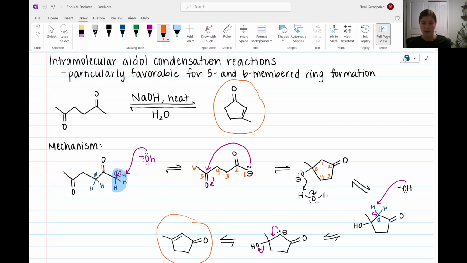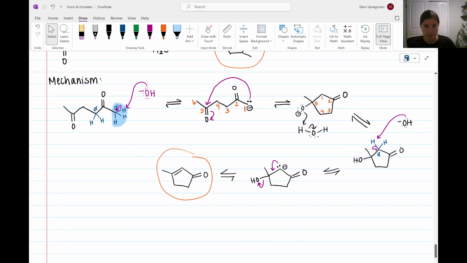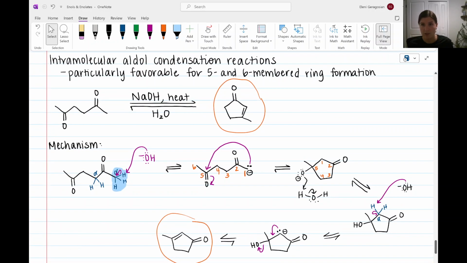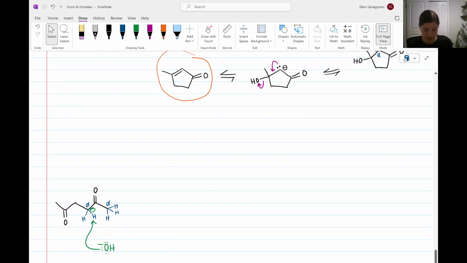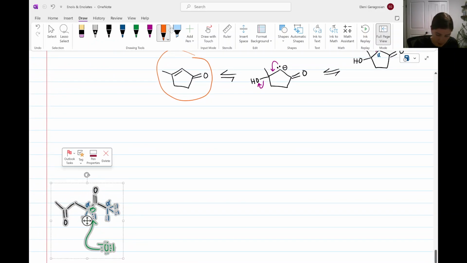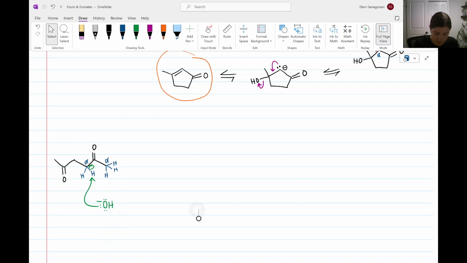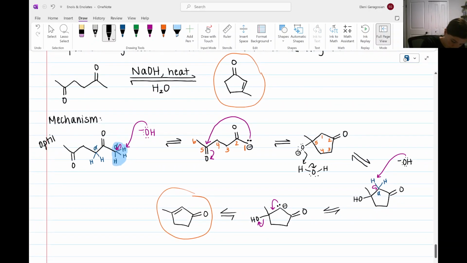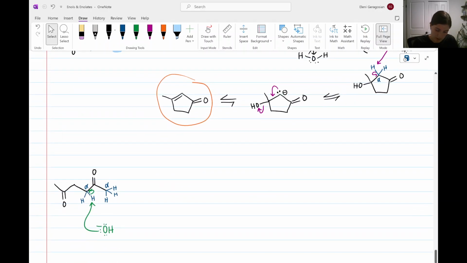But that would not produce the 5-membered ring. So let's also draw that mechanism, and we'll see why, when we're doing an intramolecular reaction, we'll remove the hydrogen that produces a 5 or 6-membered ring, as long as it's a hydrogen off of an alpha carbon. So if we go back and think about removing the other alpha hydrogen, let's say this is option 1. And this is option 2, as far as possible alpha hydrogens that could be removed.